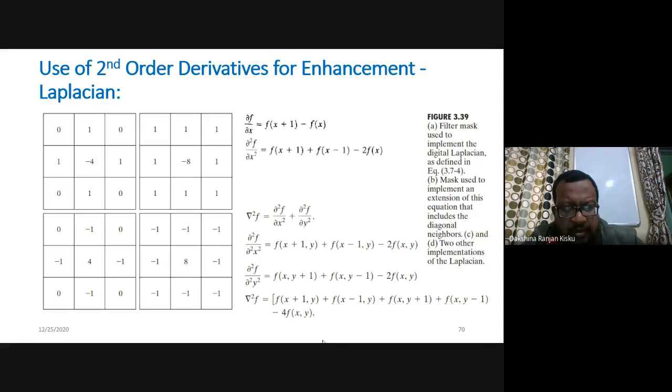Okay, now we can extend this operator along left diagonal and right diagonal. Then when we extend along left diagonal and right diagonal, we get four more coefficient values in the diagonal neighborhood positions. So now there will be eight ones found in the neighborhood of the center coefficient, and the center coefficient becomes minus 8.